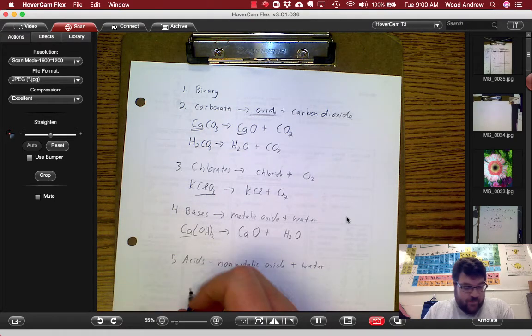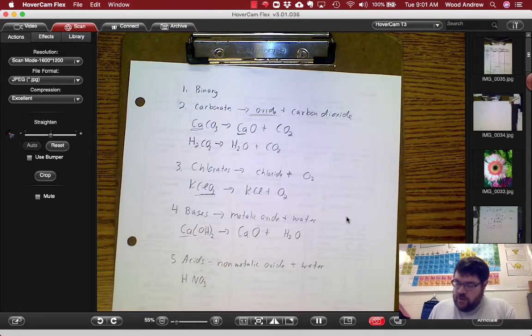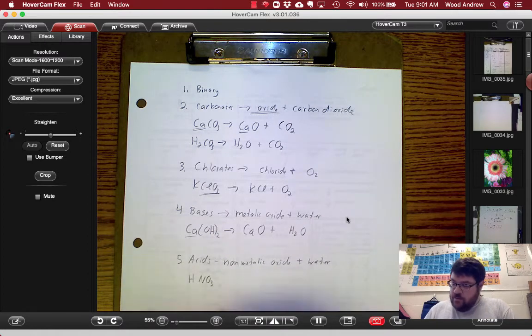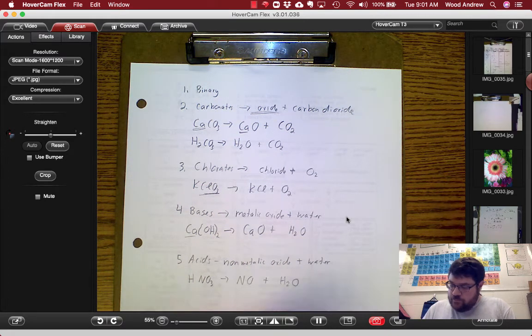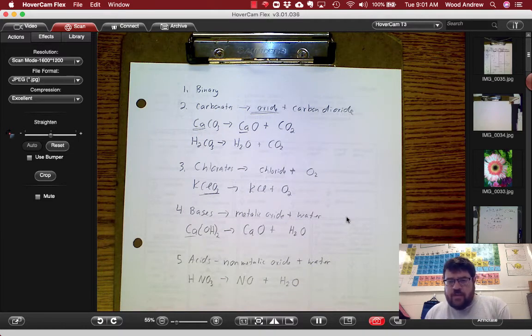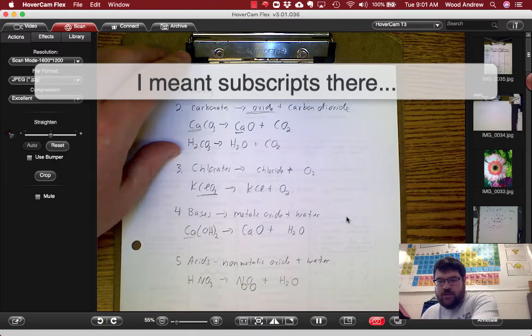Acids, a little more difficult. Acids start with hydrogen, right? So this would be nitric acid. And they break down to a non-metallic oxide and water. The problem is non-metallic oxides don't balance charges, but they kind of do. Here's the deal, all right? Our question right now is, what are these superscripts down here going to be?